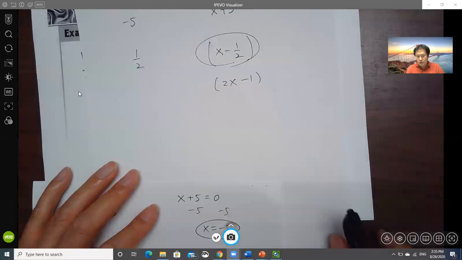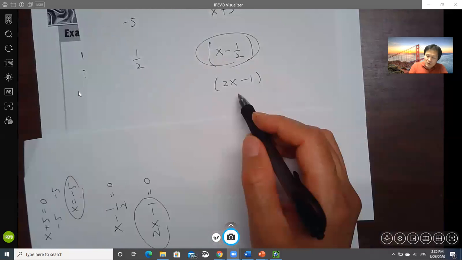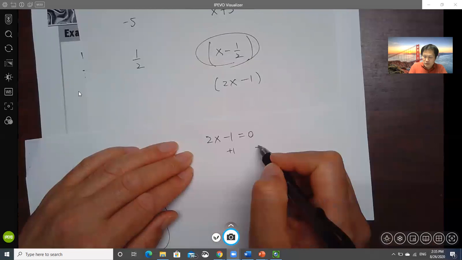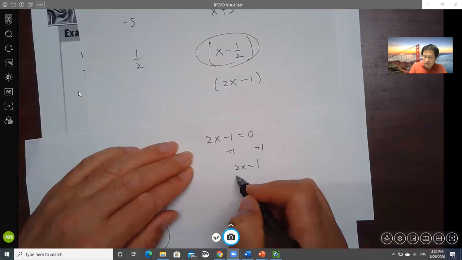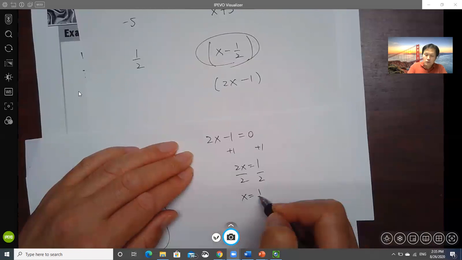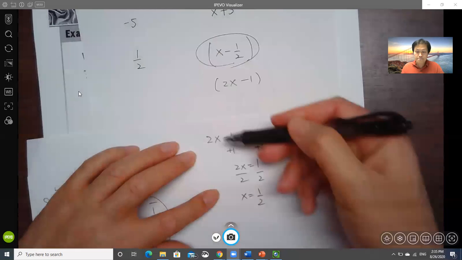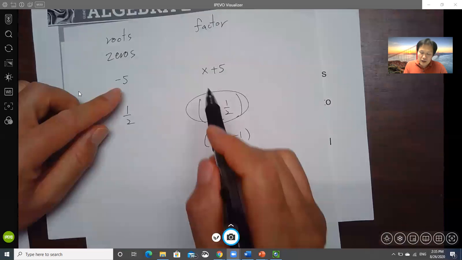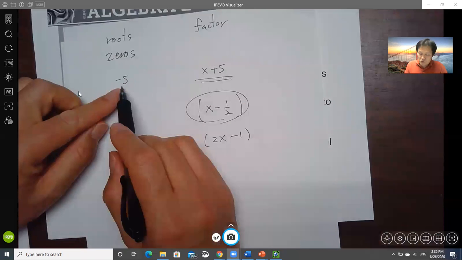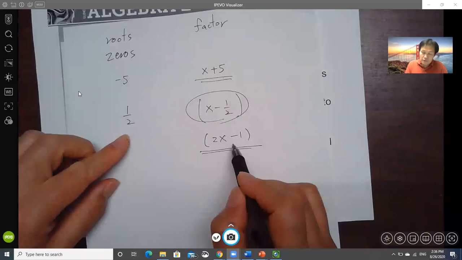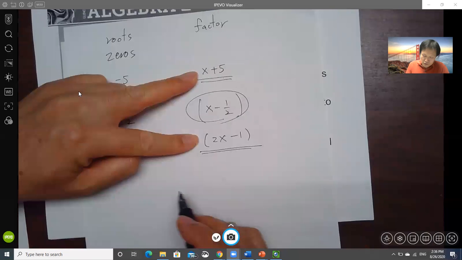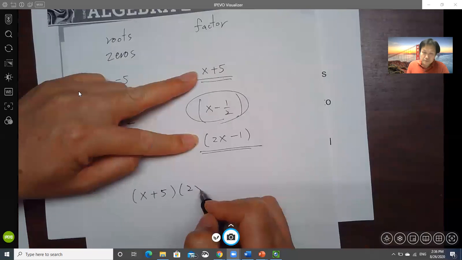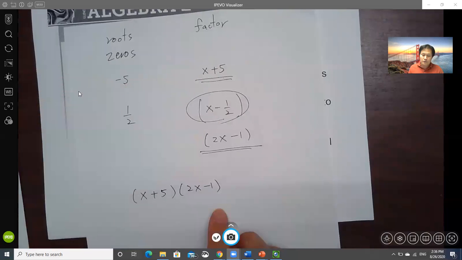So if you wonder, is that going to work? Yeah, of course. 2x minus 1, let that equal to 0. Solve for x. Plus 1, plus 1. So 2x equal to 1. Divide by 2, divide by 2. x equal to 1/2. We get x equal to 1/2. Okay? So we got x plus 5 from minus 5. We get 2x minus 1 from 1/2. So we have two factors. I just write them together horizontally. That will be the factored form.